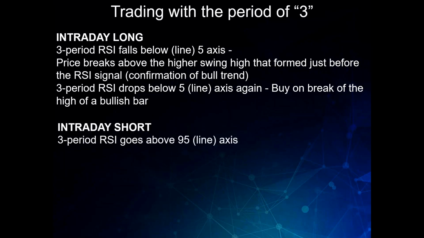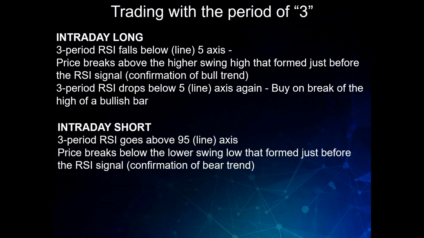Now, trading from the short side, you're looking for when the market goes above 95, when you're either going to take profits or you're going to start looking to maybe establish a short position, really depending on, once we get into marrying the two indicators together, you'll get more of an idea where I'm going with this. Price breaks below the lower swing low that formed just before the RSI signal. Confirmation of a bear trend may be reversing. The 3 period RSI rises above the 95 line again, and then what you're looking for is that's the second confirmation that the market's trying to break high, but it can't.